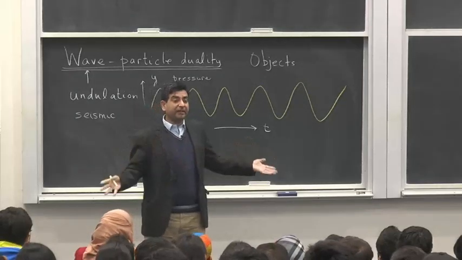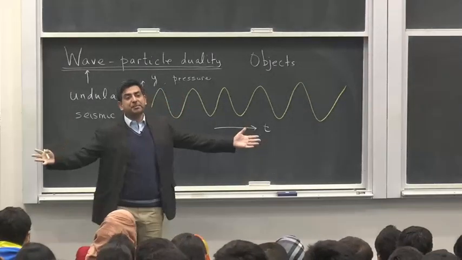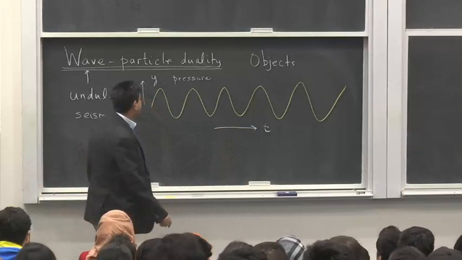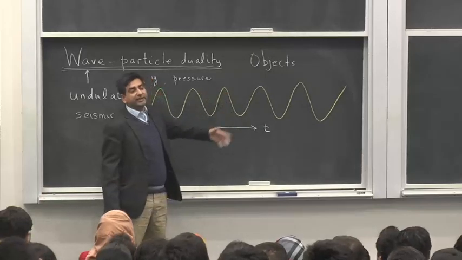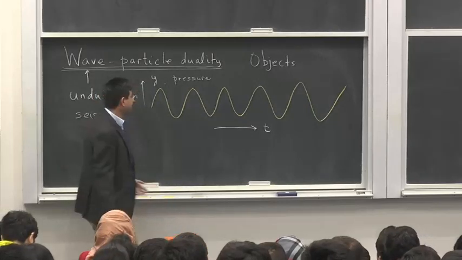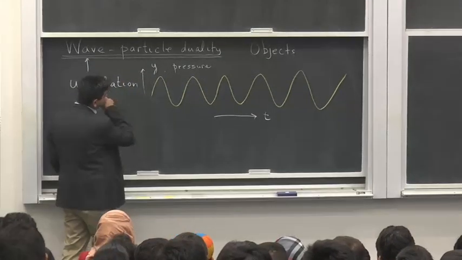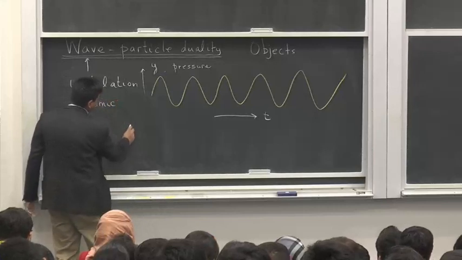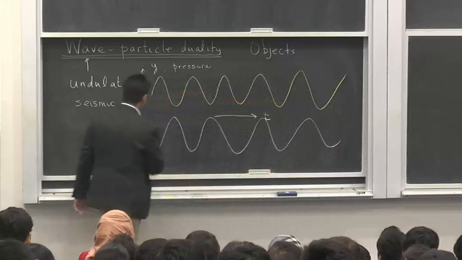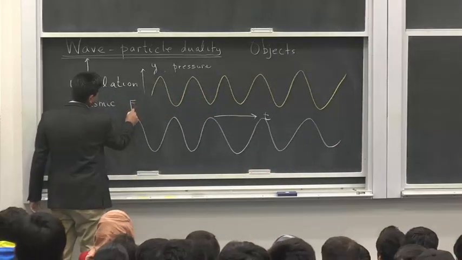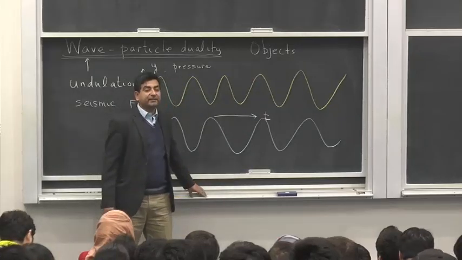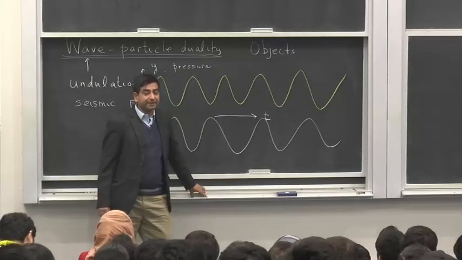And it need not be a medium. For example, if light is being transmitted in vacuum, then it's also a wave. And what would be the oscillating quantity inside the light wave? It's going to be an electric and magnetic field. For example, if I represent the electric field like this, E, this is the time axis. Now this would represent an electromagnetic wave or light.